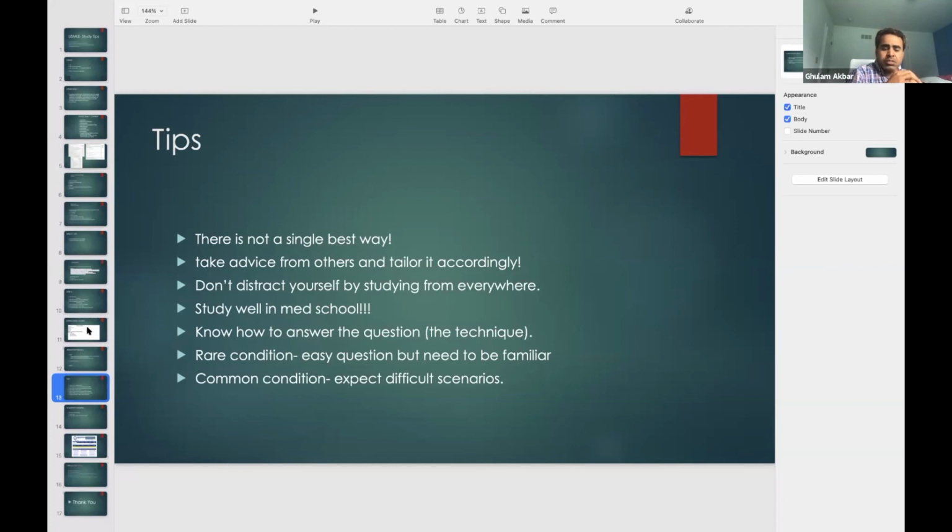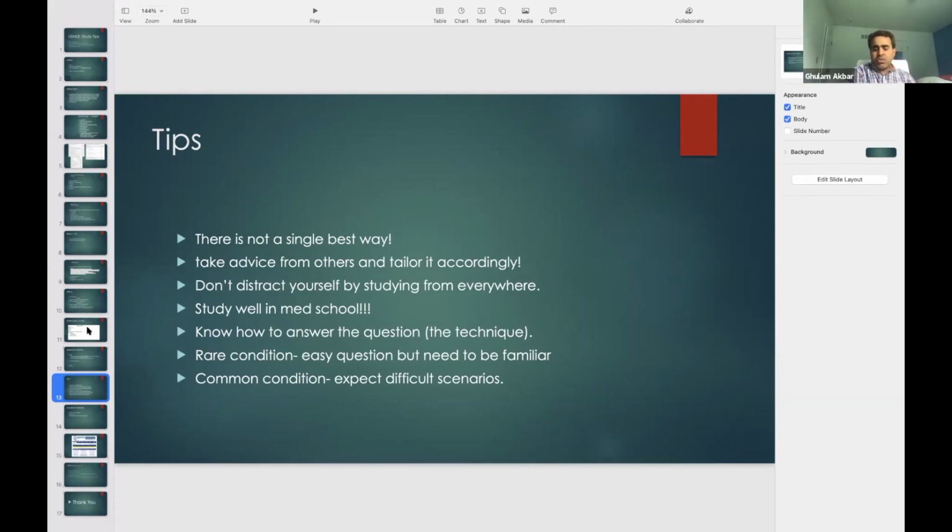Study well in medical school. There shouldn't be much difficulty, because it's all about what you learn in medical school. If you have studied enough, then it's easy to take these steps and perform very well.